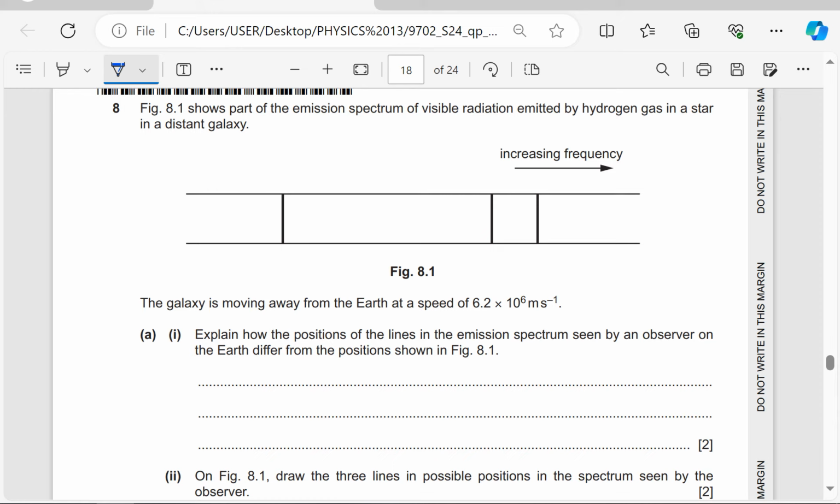So this is quantum physics. The figure shows part of the emission spectrum of visible radiation emitted by hydrogen gas in a star in a distant galaxy. The galaxy is moving away. So it means, remember, this is increasing wavelength. This is increasing frequency, which means decreasing wavelength. So wavelength is smaller on the right-hand side, so it is greater on the left-hand side.